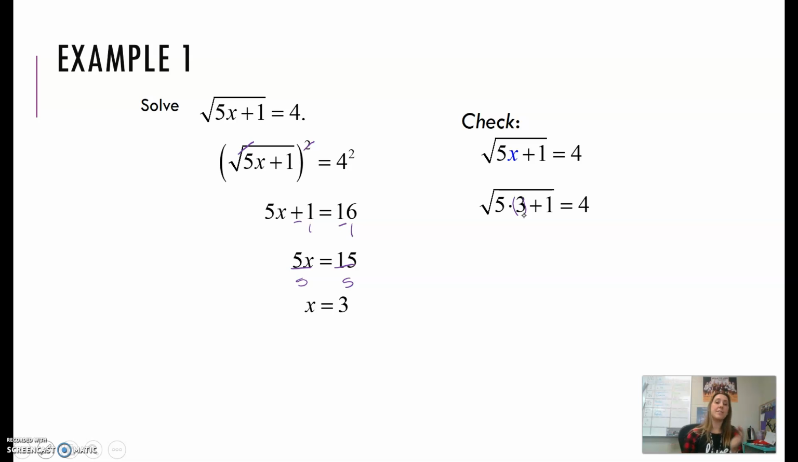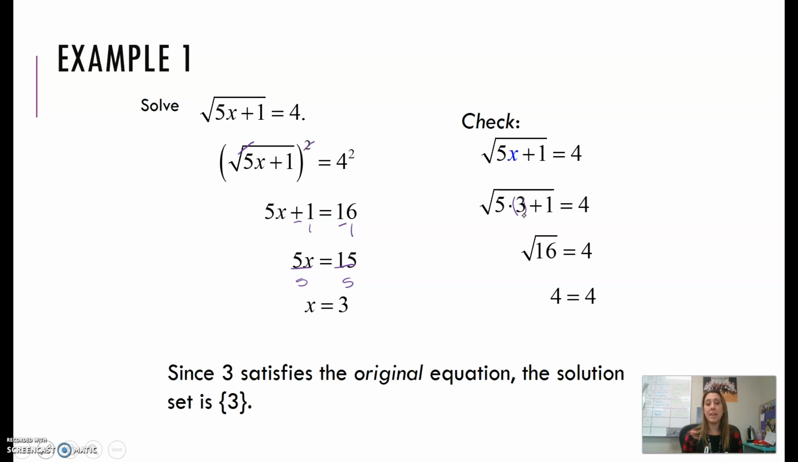So then we get 5 times 3, which is 15, plus 1, which is 16. We have the square root of 16 is equal to 4. Well, 4 does equal 4, so this is true. So x does equal 3 for this one. Also, up here, this was just a linear equation, and that means it's just a line where we get all the x's on one side and the numbers on the other.